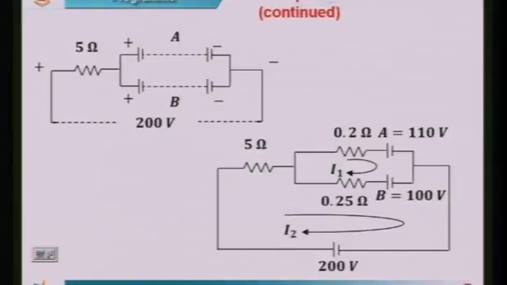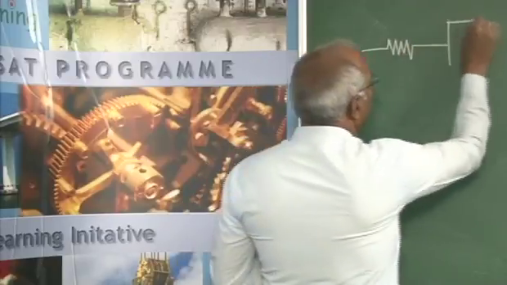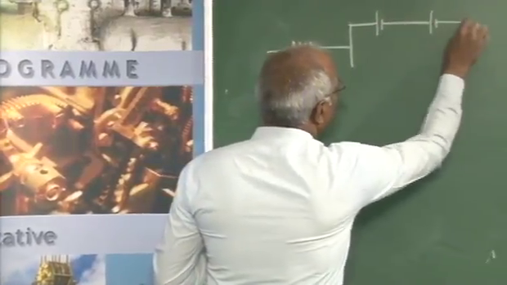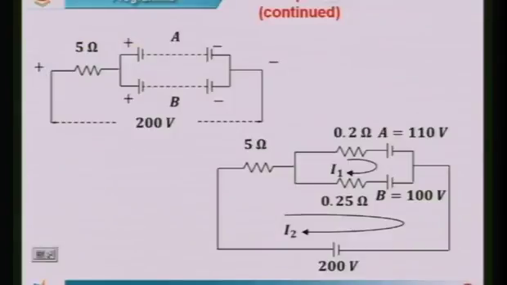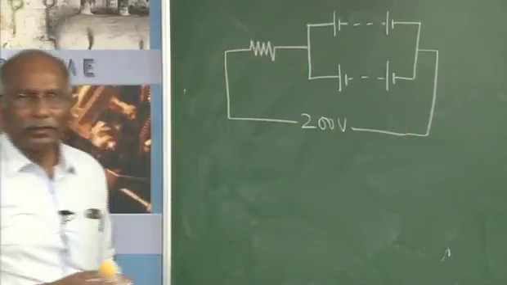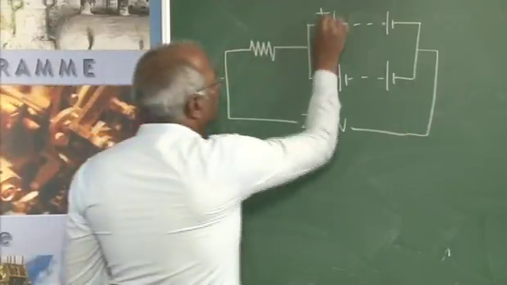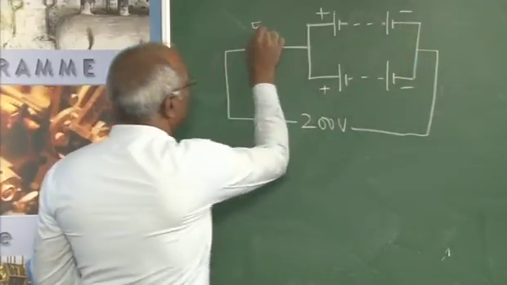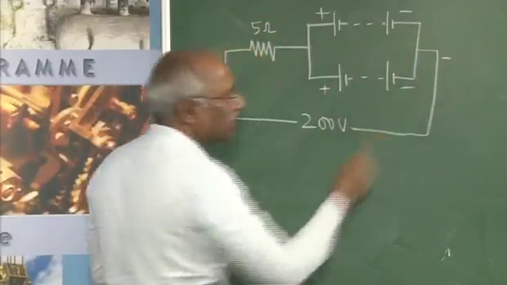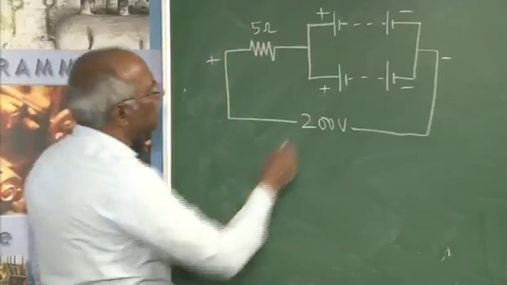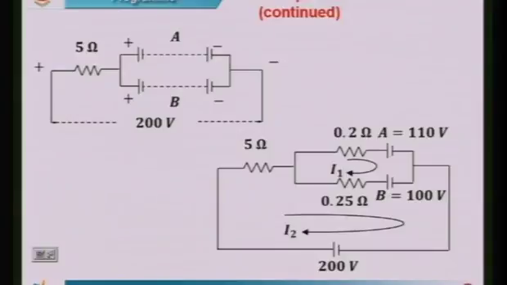Two batteries are connected as shown to a 200 volt supply. That means the circuit is this one. This being plus minus, this is 5 ohm, this is plus and this is minus. This is A and this is B.